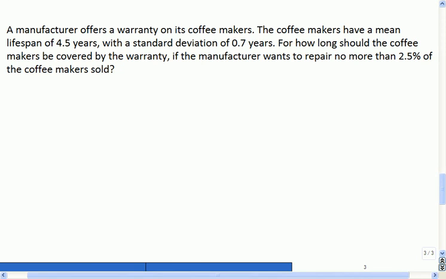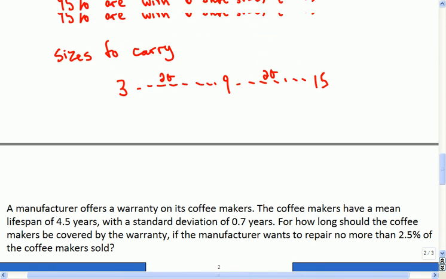So, a manufacturer offers a warranty on its coffee makers. The coffee makers have an average lifespan of 4.5 years. And if we looked at when the coffee maker stops working, there's a standard deviation of 0.7 years. So, how long should they offer the warranty if they don't want to repair any more than 2.5%? So, we have to think a little harder here. How do we use this rule? And I'm going to go back up to the table to show you.